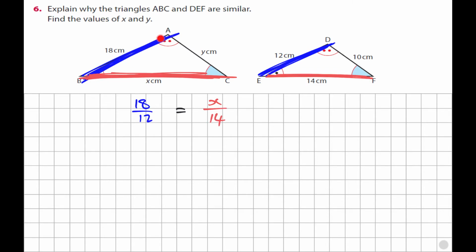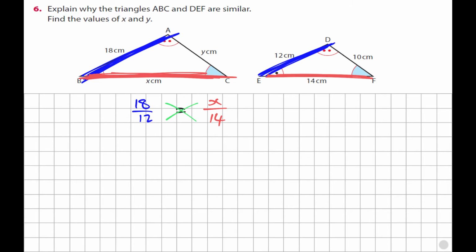If the 18 comes first, then the 12 has to come first, or it has to be the numerator. So if the 18 is the numerator in my fraction, then the 12 has to be the numerator in the corresponding fraction. Okay? If I do things this way, I've got two fractions equal to each other. If I've got two fractions equal to each other, I always cross multiply.